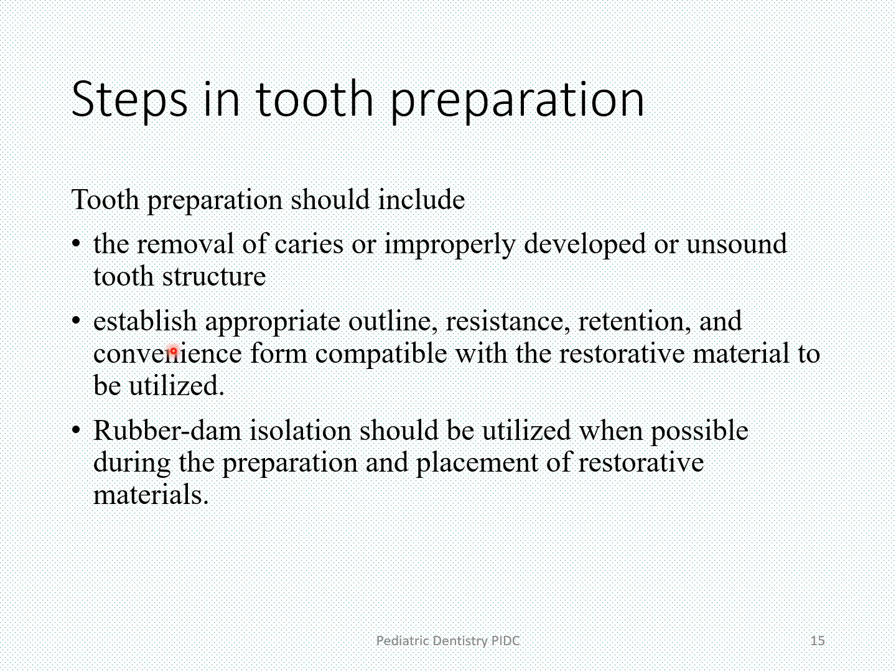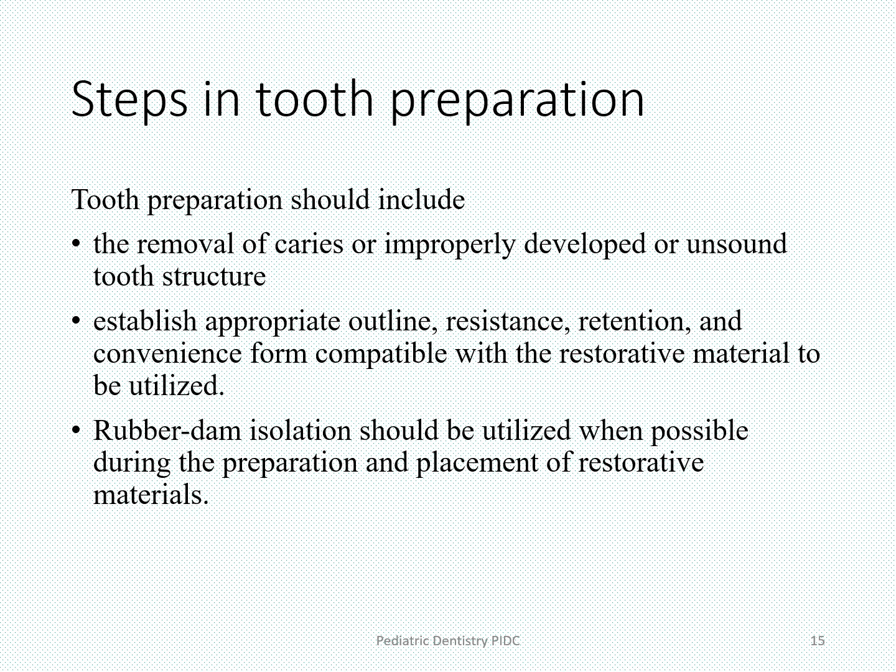Then we have to establish appropriate outline form, resistance form, retention form, and convenience form compatible with the restorative material to be utilized. Having said this, if you're doing an amalgam, you know what it all means: outline form, resistance, retention, and convenience form. But if you're using a restorative material which has chemical bonding or micromechanical bonding, then at least you must remove all the caries properly, including unsound, unsupported enamel, so that you can have a good bonding.